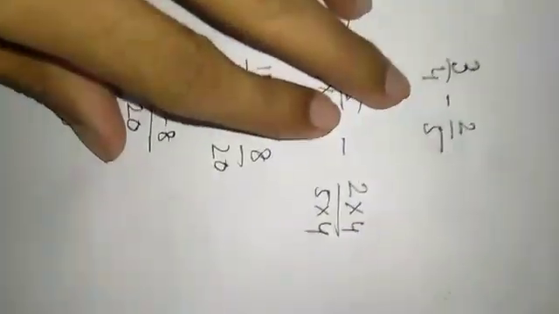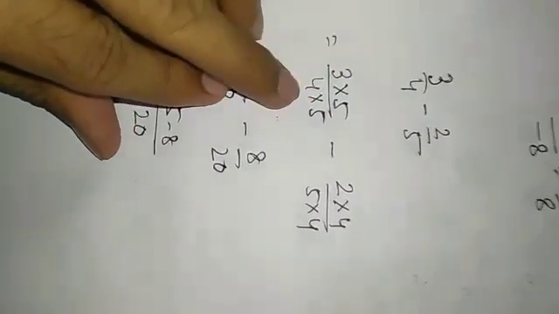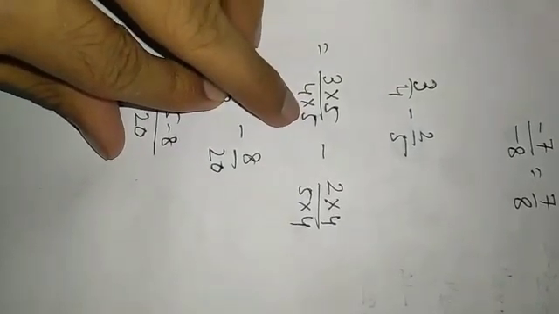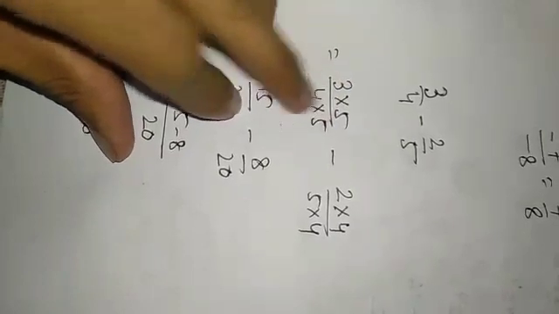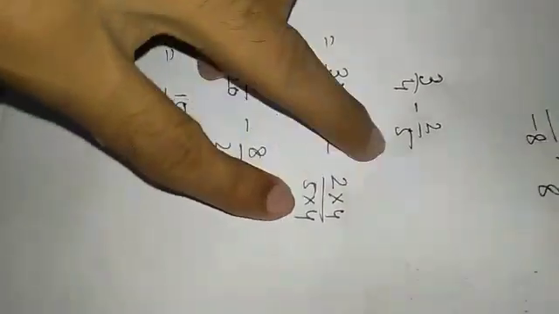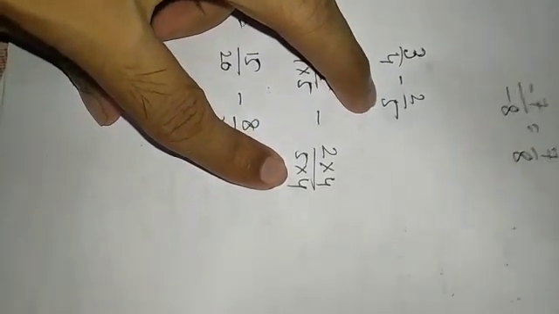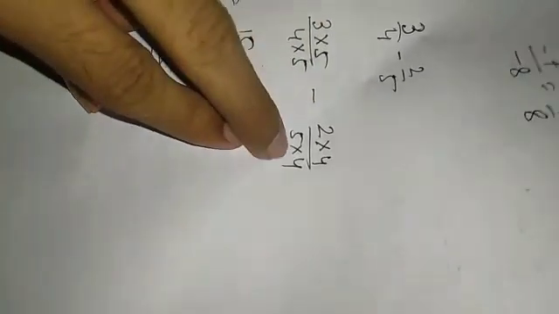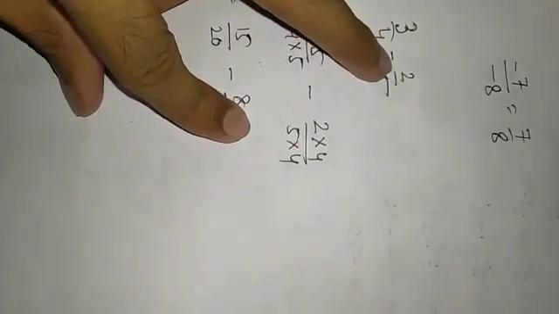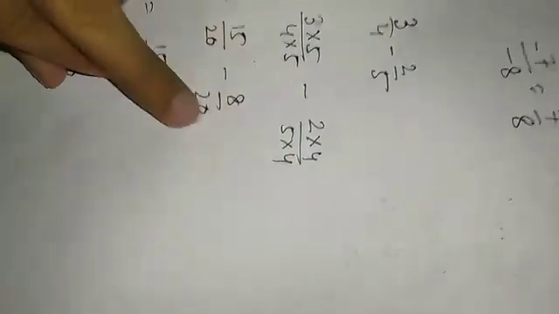In another way we can solve it like 3 by 4 minus 2 by 5. So the LCM of 4 and 5 is 20. So we need to multiply 4 by 5, and we need to multiply 3 by 5. So 3 into 5 by 4 into 5 means 15 by 20, and minus 2 by 5. To make the denominator equal to the LCM, we need to multiply 5 by 4, and we need to multiply the numerator also by the same term. So 2 into 4. So 15 by 20 minus 8 by 20.